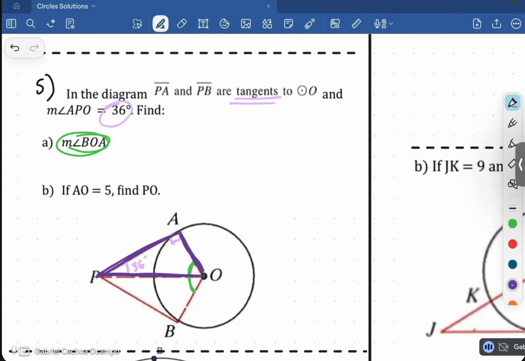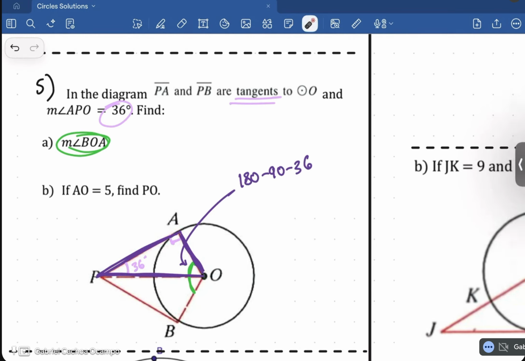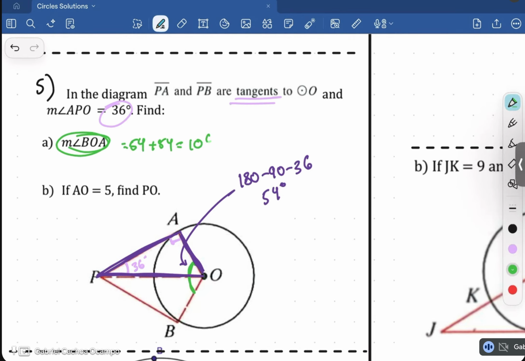So because this is a right triangle, the measurement of this angle is just 180 minus 90 minus 36. Because in this triangle, I have a 90, I have a 36. So that one is just 180 minus 90 minus 36. That is 54. And now if I want to find this green angle, I need to do it times 2. So this is 54 plus 54, 108.